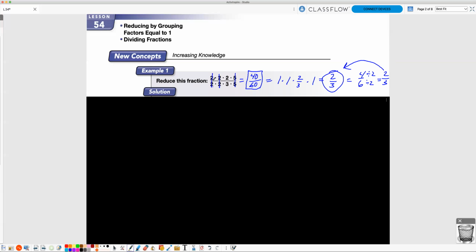So here are factors in the numerator and the denominator. That's what has to happen. So if I've got 1 in the numerator up here and 1 in the denominator down here, that means the same as 2 over 2, which is the same as 1. This one was 2 over 2, which was the same as 1. This was 5 over 5, which is also the same as 1. So you're grouping factors equal to 1.